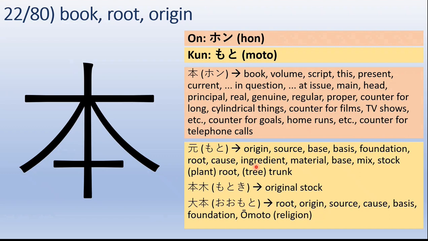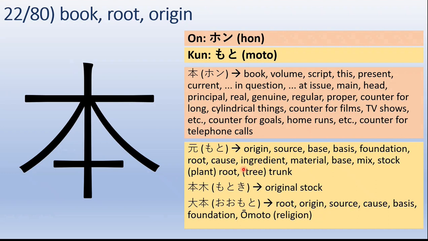In Kun'yomi, the kanji is called moto, as I said just before this On'yomi meaning. And moto means origin, source, base, basis, foundation, root, cause, ingredient, material, mix, stock, root of the plant or the tree trunk. When we say motoki, it means original stock. And when we say o moto, it is root, origin, source, cause, basis, foundation, or o moto, religion as well.